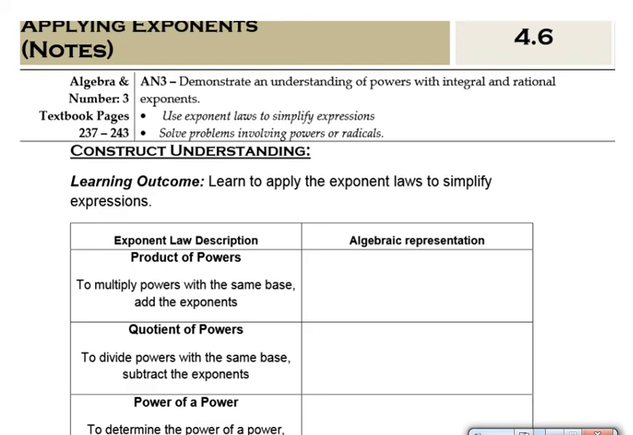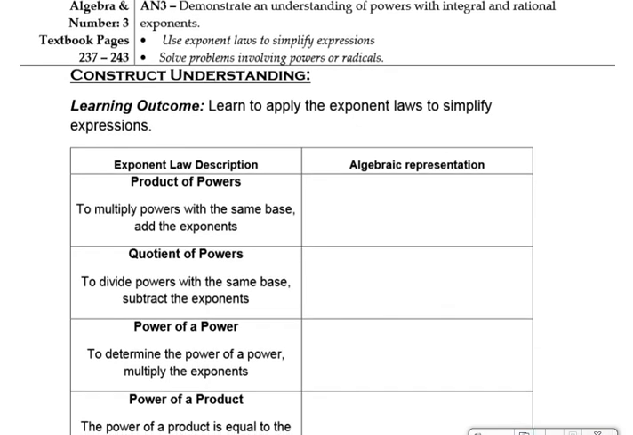All right, we got applying exponents 4.6. Here we go. First thing. To multiply powers with the same base, add the exponents. Your algebraic representation, use some type of a variable in this one. When they're talking about algebraic representation, they mean, let's do n to the a multiplied by n to the b. Product of powers, if we multiply like bases, you add the exponents, n to the a plus b.